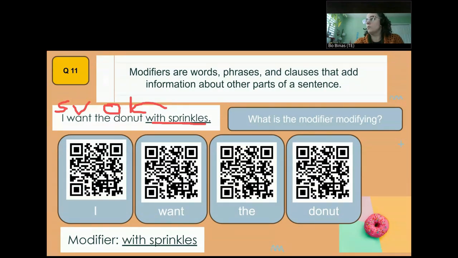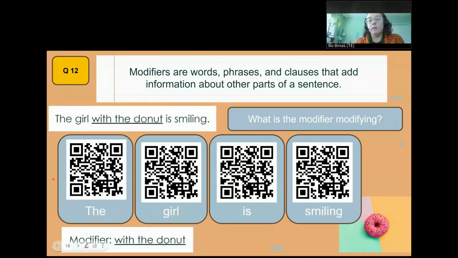So let's try another sentence. The girl with the donut is smiling. So what is our subject? The girl. That's right. What's the verb? Whoop. That's a fancy S. You guys skipped over a word. Remember when I said everybody always forgets about these verbs? Is the verb. Okay. Is the verb. Don't forget about those state of being verbs.